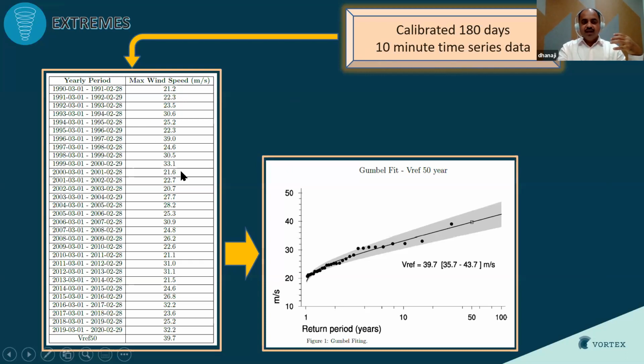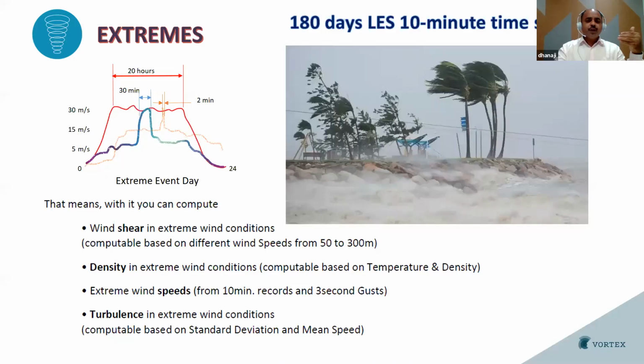So you can see here the extremes number, year-wise extremes number, and then by using this table we are preparing a 50-year return period Gumbel fit. So we are providing this 180 days of complete information plus this 30 years extremes table and the Gumbel fit for the 50-year return period.